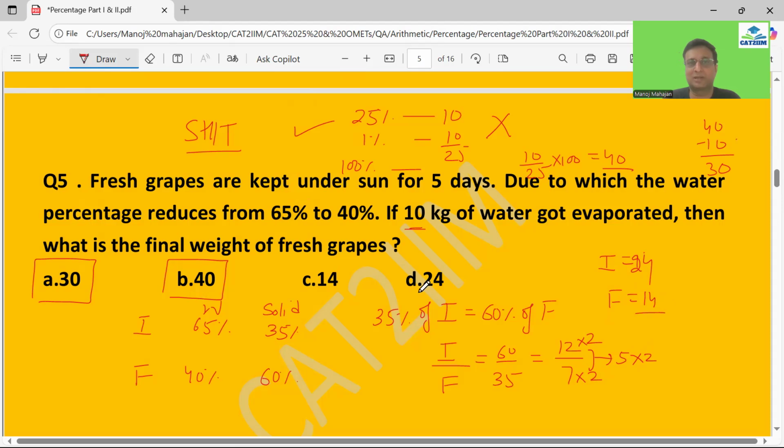So don't make a blunder by marking D for Delhi out here, because they are not asking the initial, which a lot of students can do. It would be again a silly mistake. So it's the final thing which they're asking you, which is nothing but 14 out here. So I hope you would have understood this and try to avoid such mistakes in the questions.